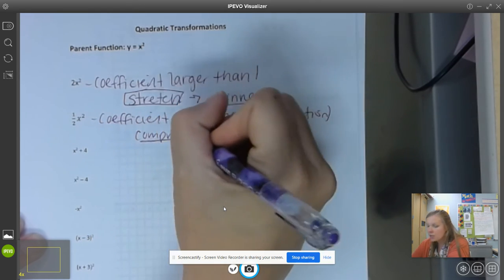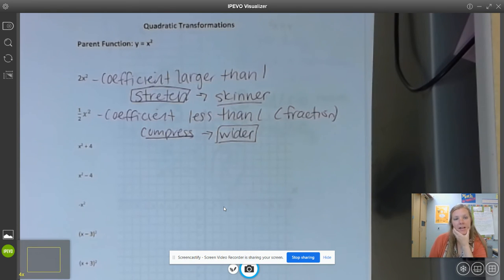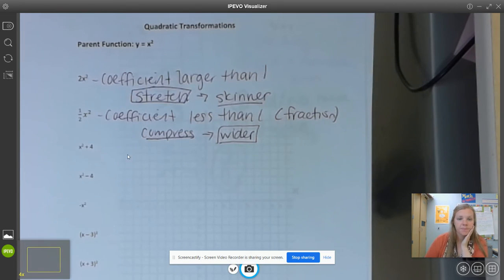And this is something that you're going to have to memorize. If I give you a function, y equals 7x squared, you need to tell me, is it going to be skinnier or is it going to be fatter than the parent function? And if the coefficient was 7, bigger than 1, you would say skinnier.